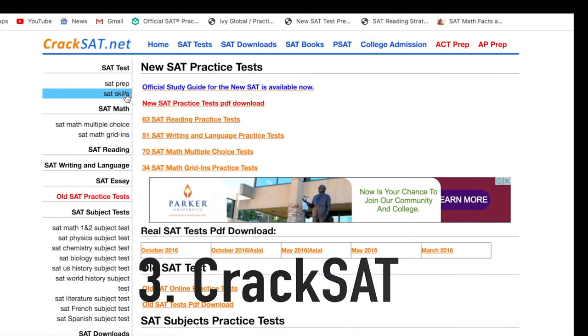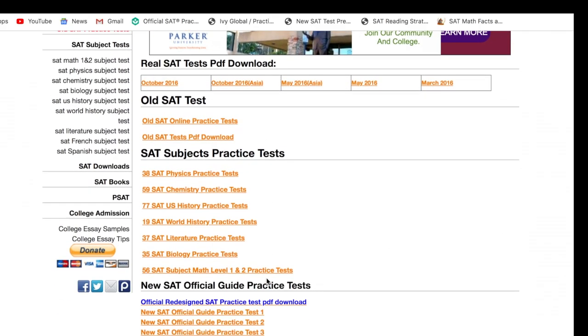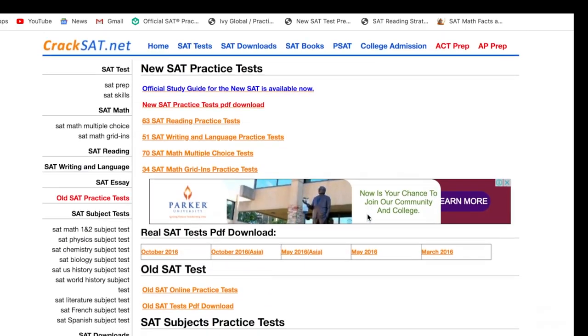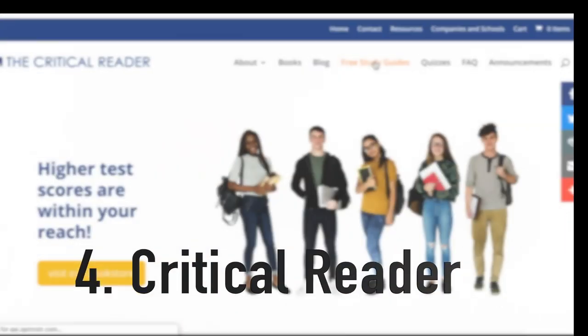The third website is CrackSAT. They have some real SAT PDFs down there: all SAT tests, subject practice tests, and also the official guide. They have math, reading, and essay tips.